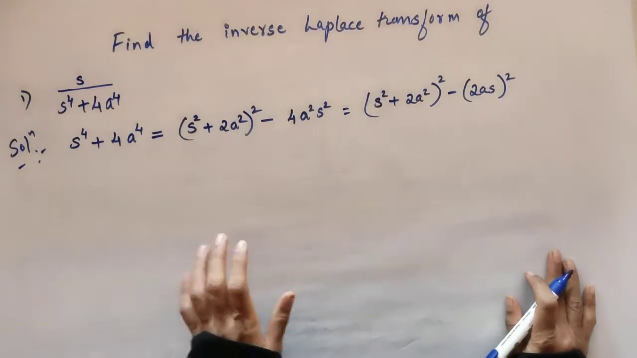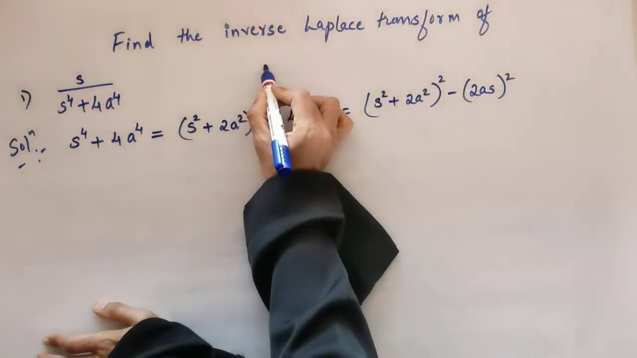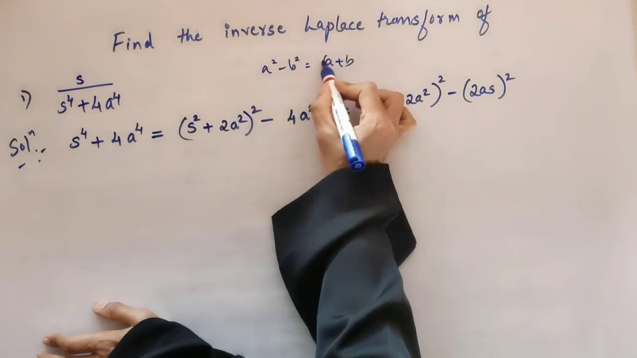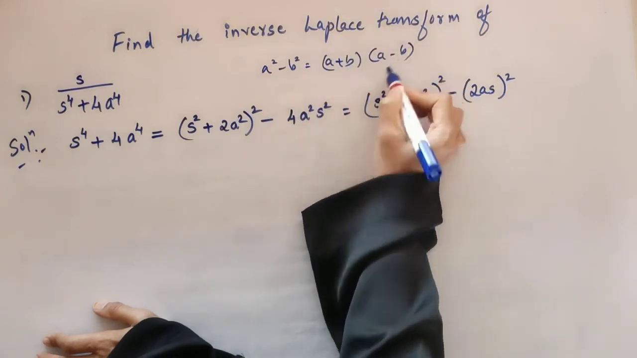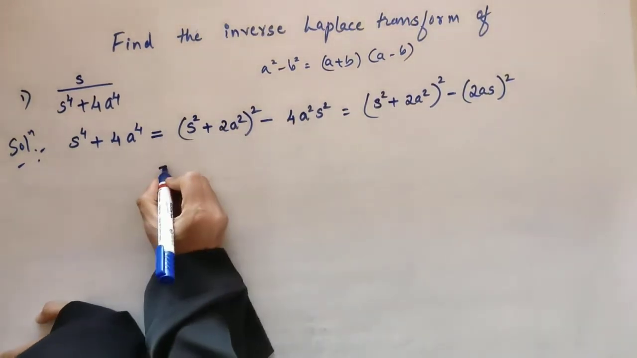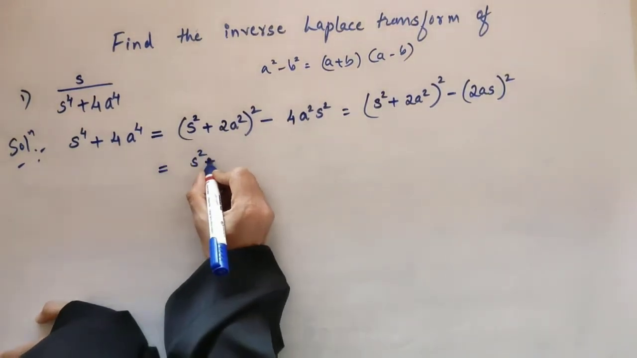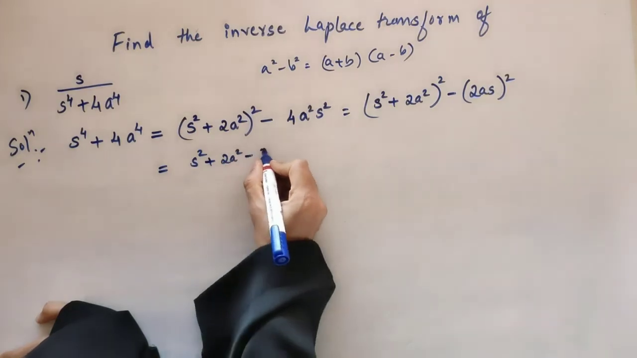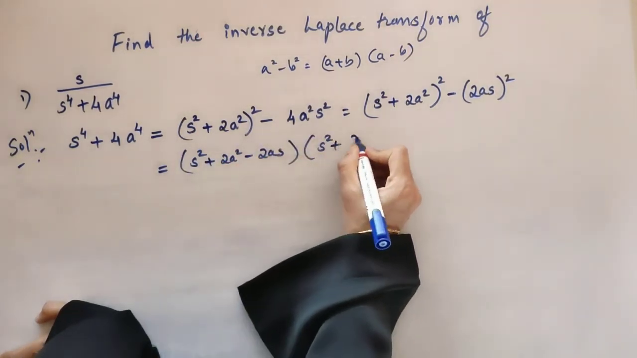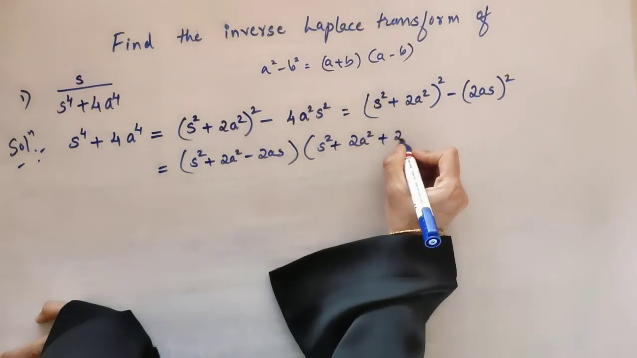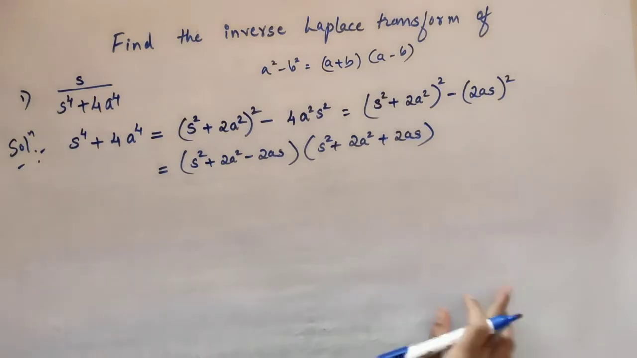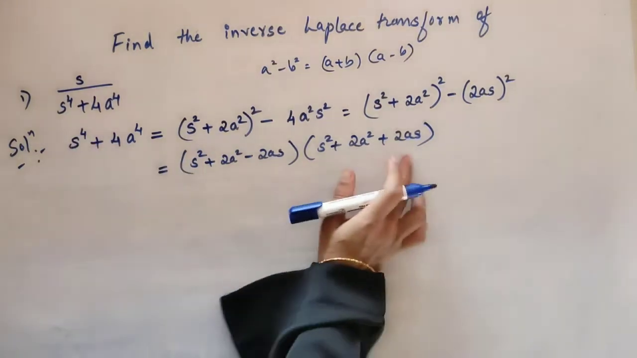So now you know already, how can you write a square minus b square? It can be written as a plus b into a minus b. Is it not? So the same I am going to do here. So this will be equal to s square plus 2 times a square minus 2as into s square plus 2 times a square plus 2as using this formula. Okay, so the denominator can be written in this way.